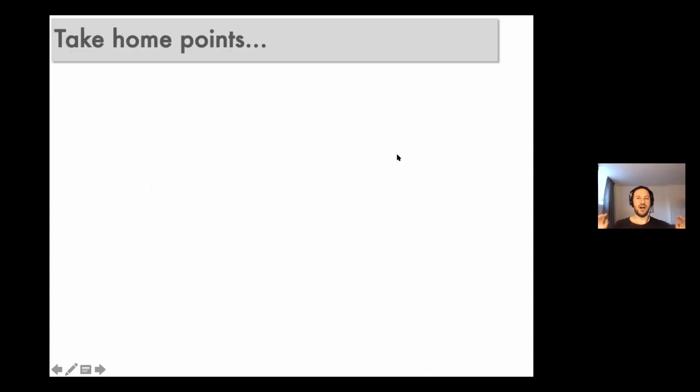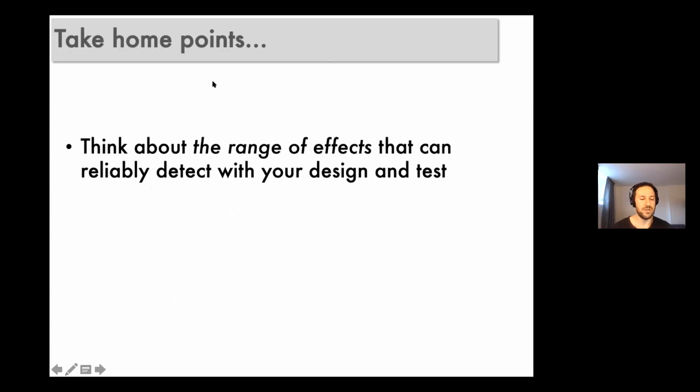Okay, so I want to leave some space for questions, but I want to finish off with some take-home points. The one thing I want you to remember when it comes to power analysis is you want to think about the range of effects that you can reliably detect. Don't think of it as a single number. Think about these power curves and think about what range of effects I can reliably detect with my power analysis.